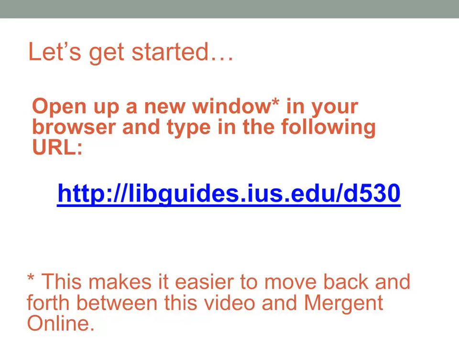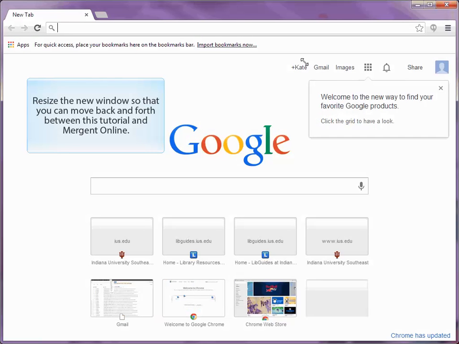Go ahead and open up a new window in your web browser by holding down the Control key and hitting the N key at the same time. And type in the following URL, http://libguides.ius.edu/D530. You may want to go ahead and resize the new window so you can move back and forth between this tutorial and Mergent Online.